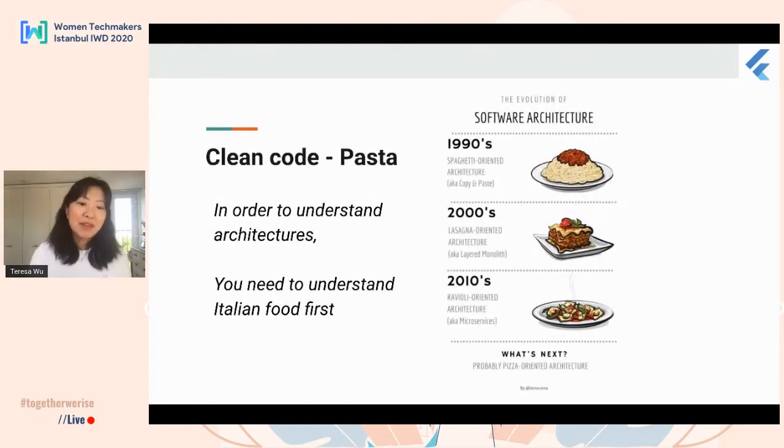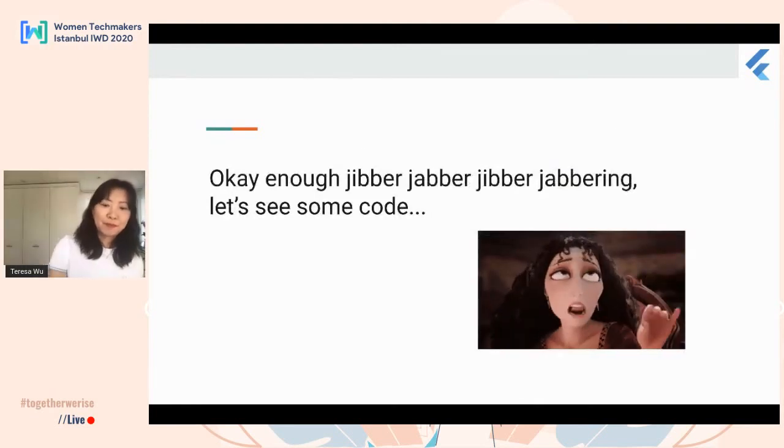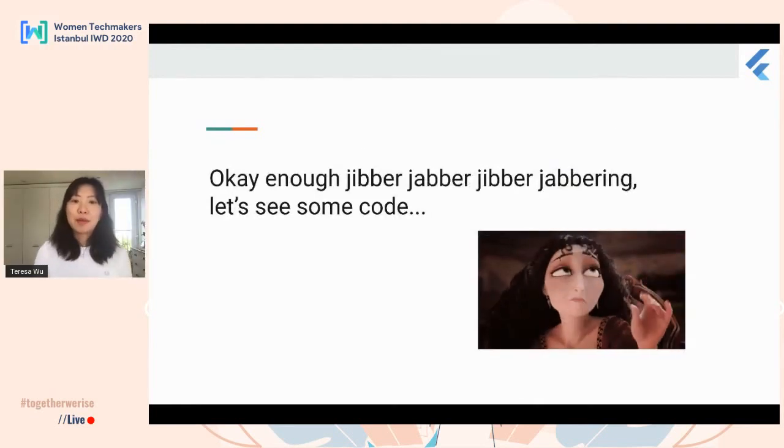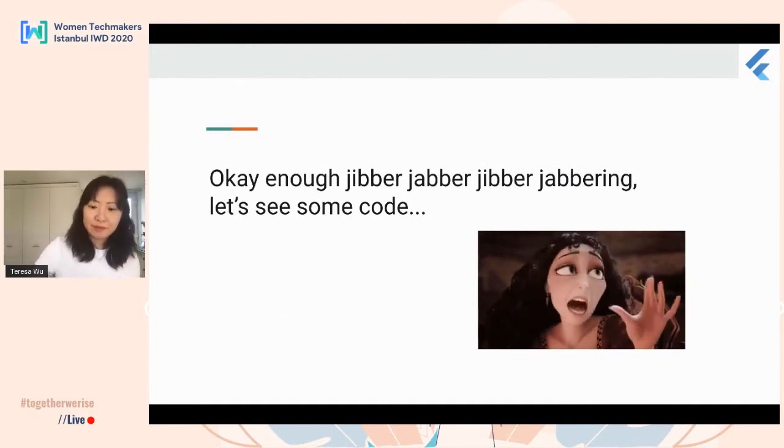Now, before we dive into code, let's take a minute to study Italian food. There's no right software architecture or perfect solution, right? Before you start a project, it's always worth sitting down with your team to design the pasta you like. And you can choose the most suitable one for your project, either lasagna or spaghetti. Okay, now I'm going to dive into coding.